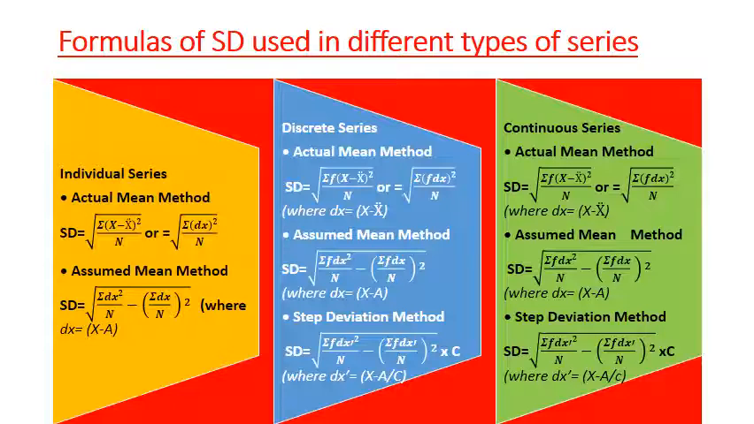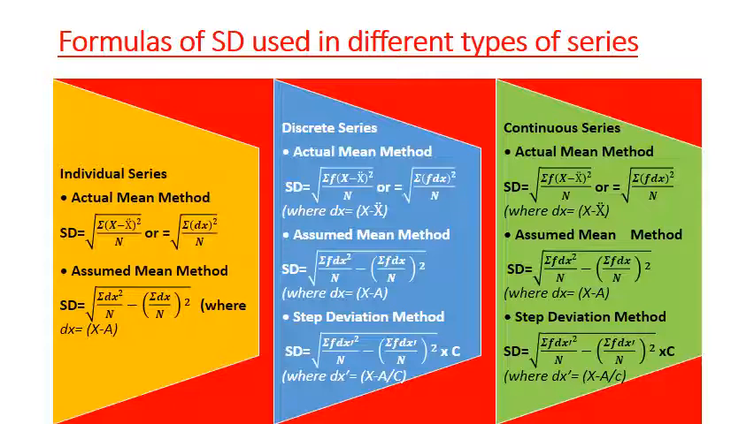And step deviation method. Step deviation method is possible when you are able to take a common value, then you can use this method. If you can't take any common value, then you cannot use this method. So here it is under root of summation of f dx dash square divided by n minus summation of f dx dash divided by n whole square into c. But this c is common, and dx dash is x minus a divided by c. Remember this thing.